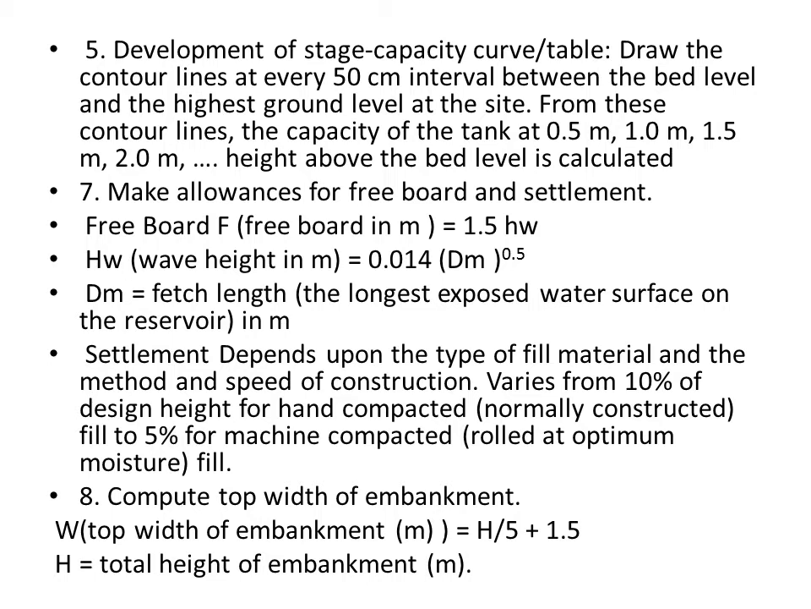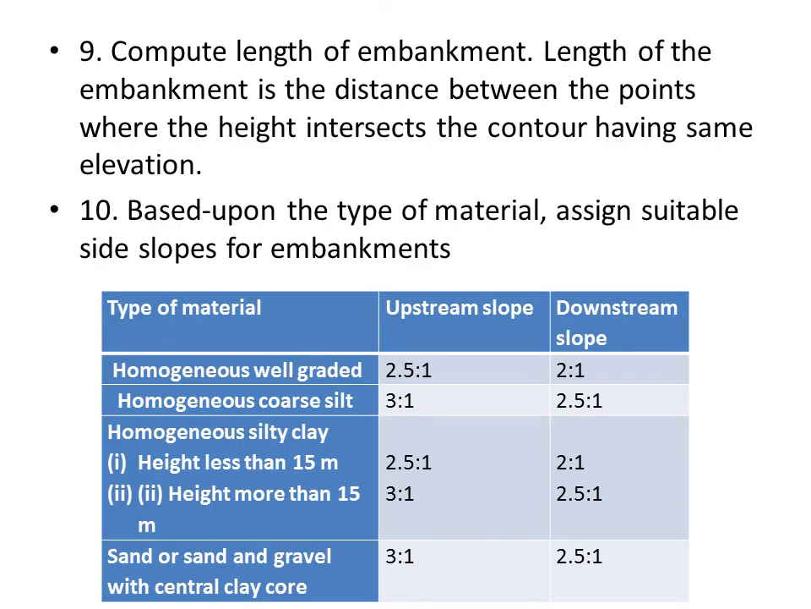Compute top width of the embankment. The top width of the embankment W is equal to h divided by 5 plus 1.5, where h is the height of embankment in meter. Compute length of embankment. Length of the embankment is the distance between the 2 points where the height intersects the contour having same elevation.